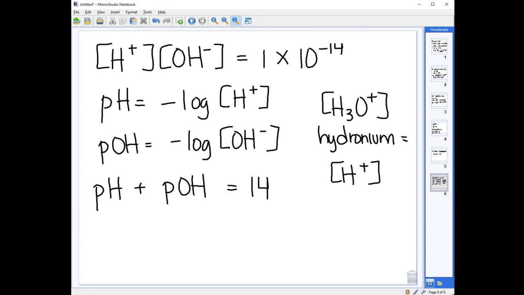Now, the other formula that I'm going to give you that we're going to discuss in just a minute is that 10 raised to the negative pH power is equal to the hydrogen ion concentration. So this slide is important. This has all of your formulas on it. That's called an anti-log, but we'll get there in just a second.